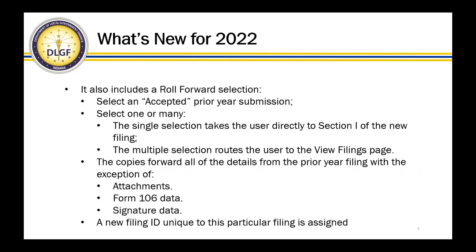The only thing that would not be included would be any attachments, if a taxpayer had included an attachment last year, Form 106 data or information, and also the signature data. So those would not be included from the prior year's filing. That's something the taxpayer, agent, or CPA would have to complete this year, but everything else would roll forward, so to speak. A new filing ID would be unique for this particular filing, so that would be assigned to the new filing.